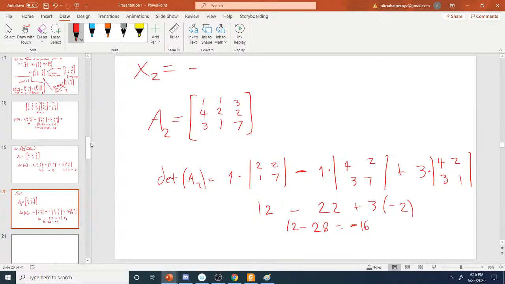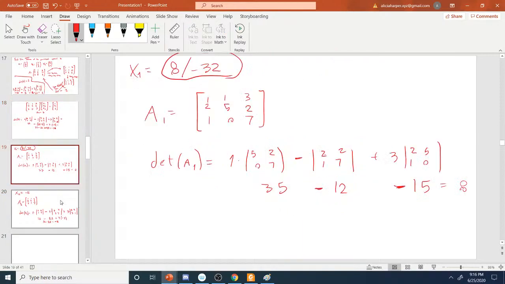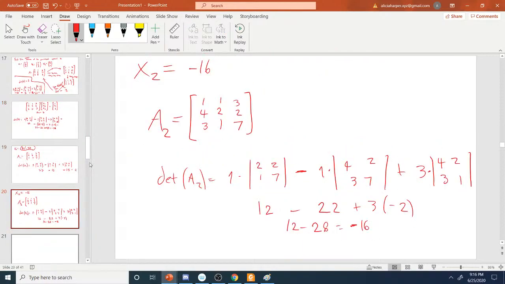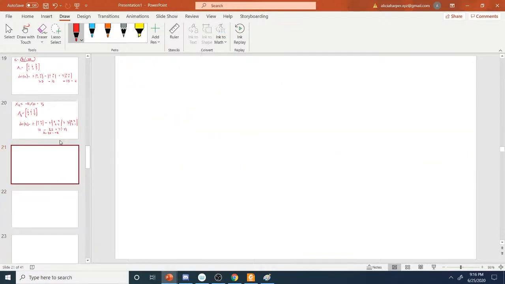So x2 here is going to be negative 16 divided by negative 32, which is the same as 1/2. Okay. Next thing we have to do is we have to compute x3.